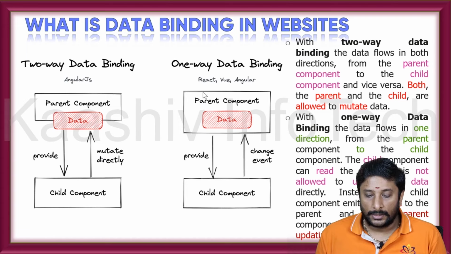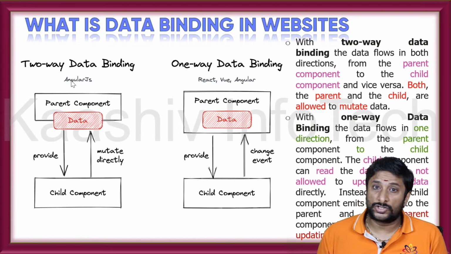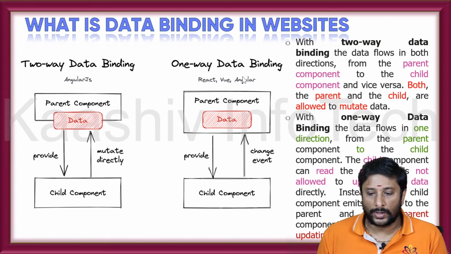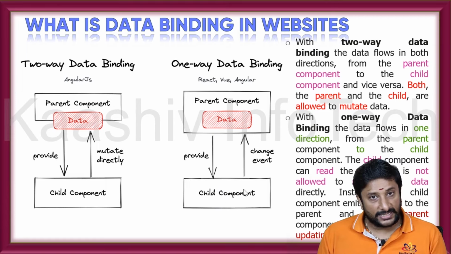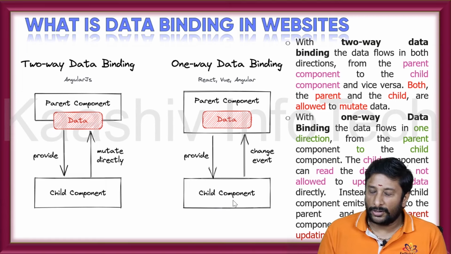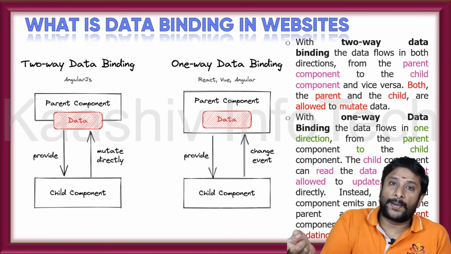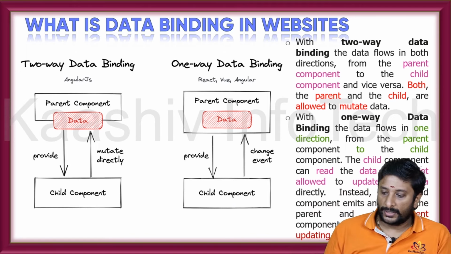Over here, the example is AngularJS. Whereas in React or Vue or Angular, there is only one way of binding. If there are any changes in the parent, it will get updated in the child. If there are any changes in the child, it won't get updated directly. It will inform the parent to update itself, and then update the child. That is how it works.